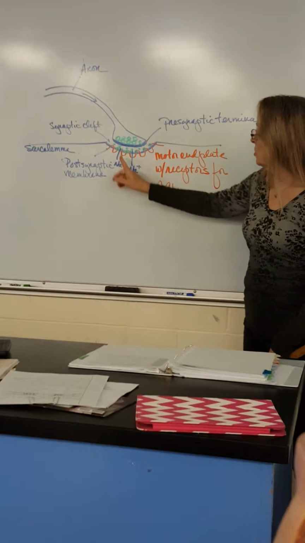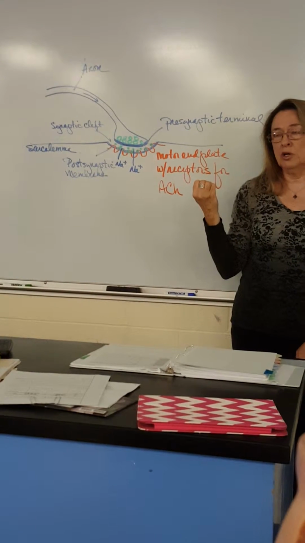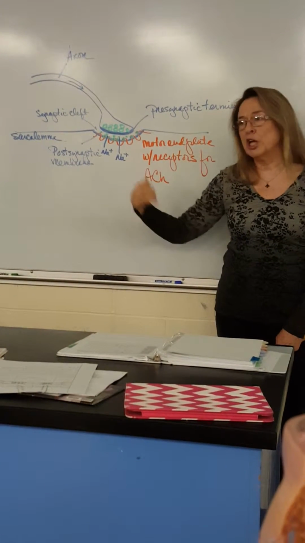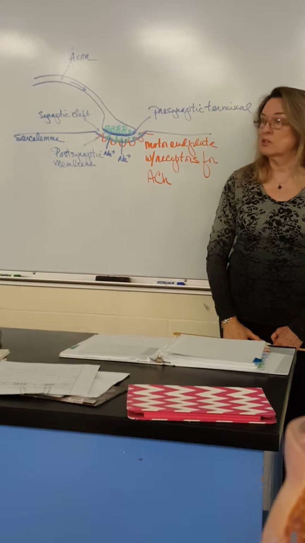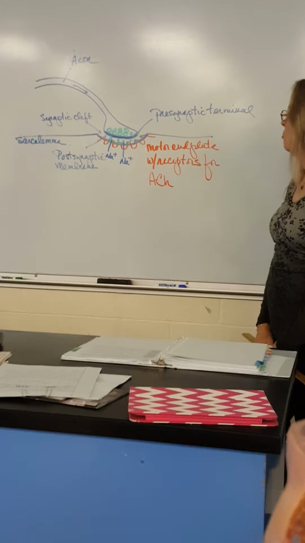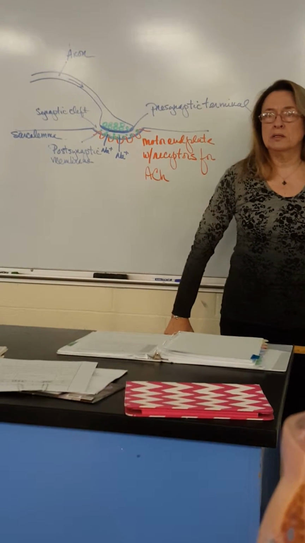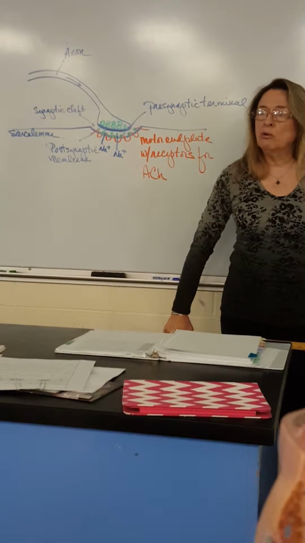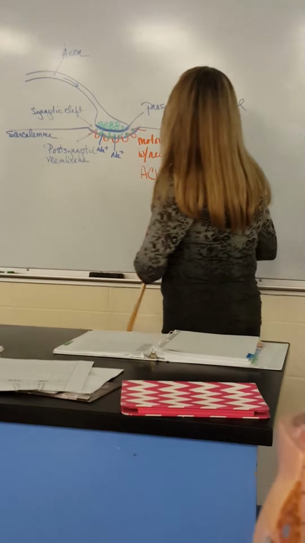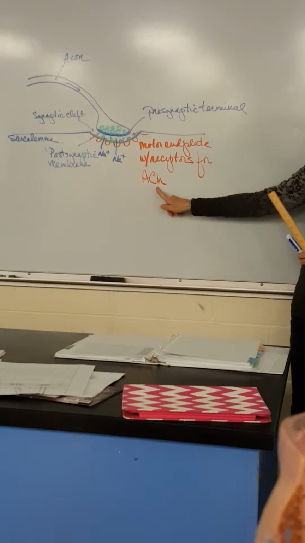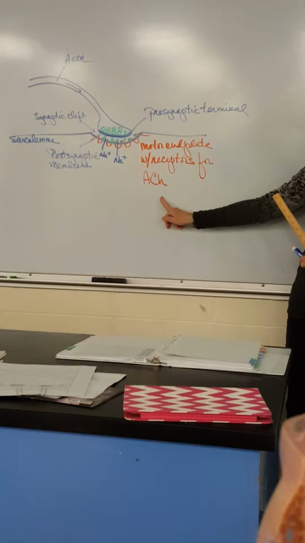Okay? So, receptors will bind with the neurotransmitter, and that initiates a whole chain of reactions that results in contraction of the whole muscle. Do you know what the neurotransmitter is? Acetylcholine. Acetylcholine, and how do we abbreviate that? ACH. Yes. Here it is right here. That is your neurotransmitter that will stimulate a muscle contraction.